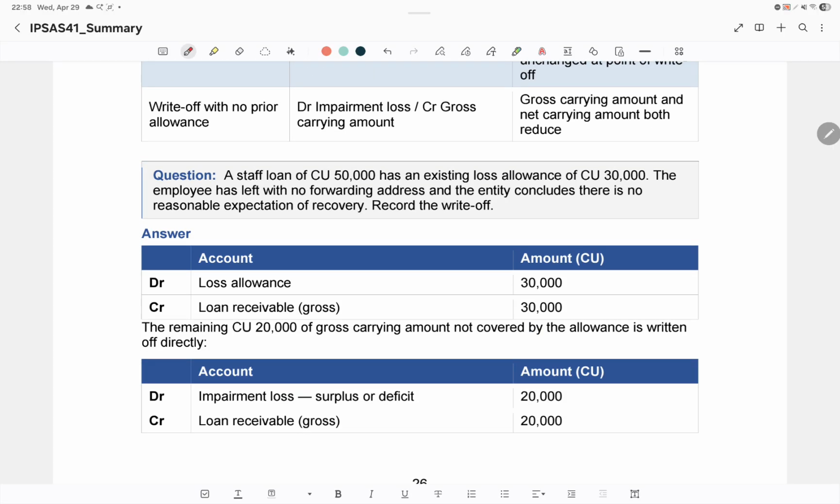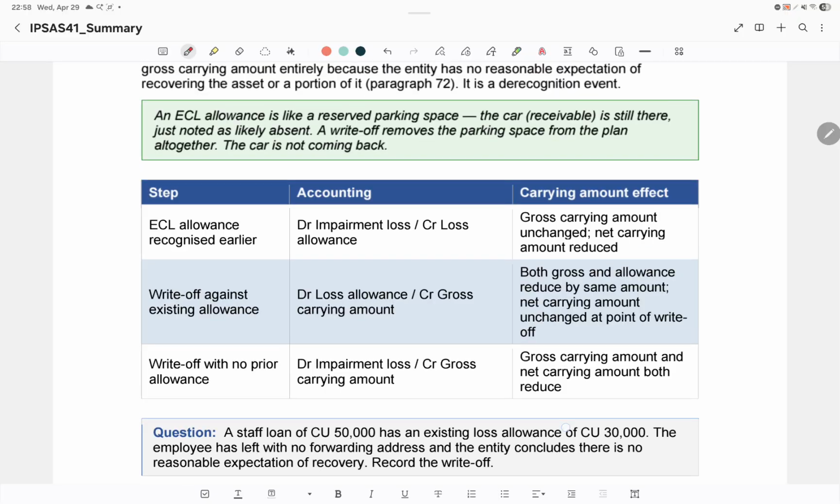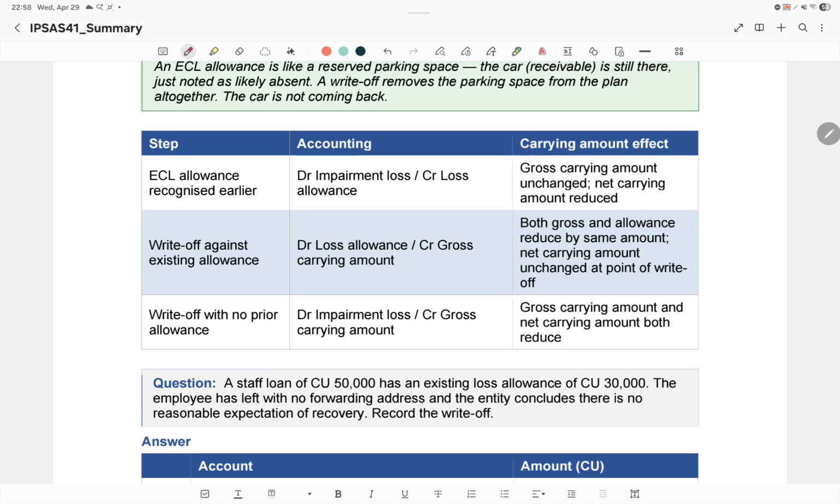A staff loan of currency unit 50,000 has an existing loss allowance of currency unit 30,000. The employee has left with no forwarding address, and the entity concludes that there is no reasonable expectation of recovery. Record the write-off.